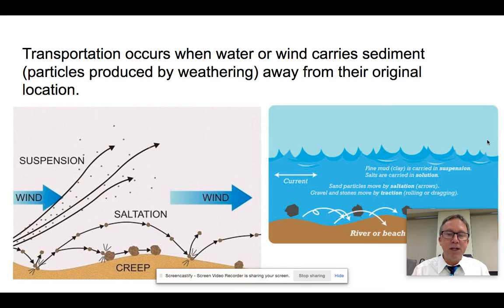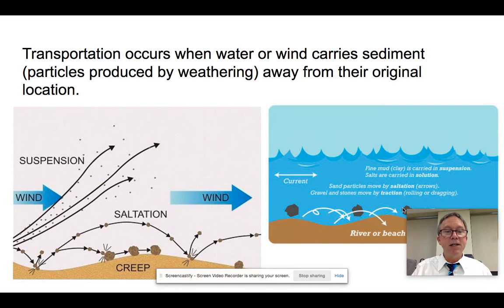Now let's talk about transportation. So we start with weathering, be it mechanical or chemical, and then we have transportation. So basically, when the wind blows or the water flows, it's going to pick up things from one place and carry them to some other place. All right, that's just transportation.